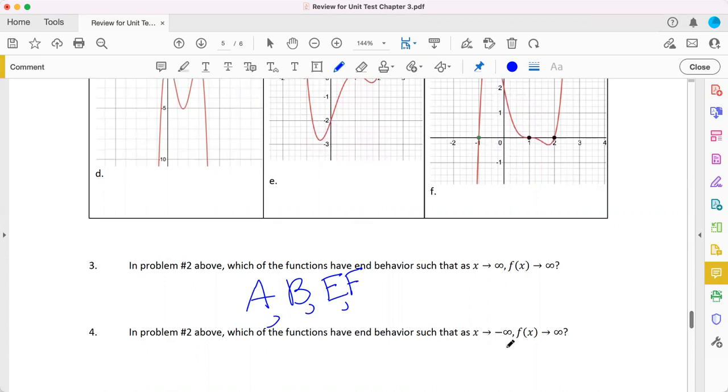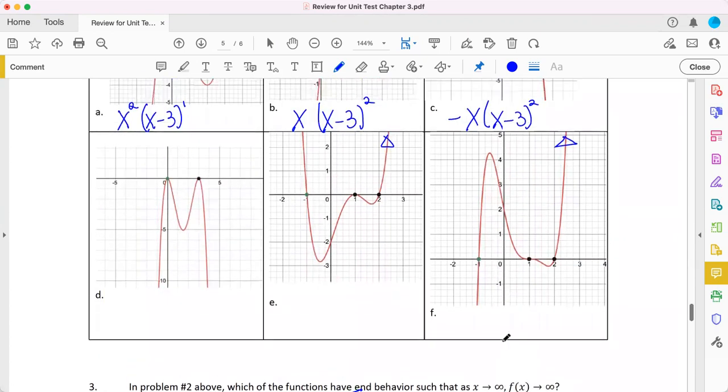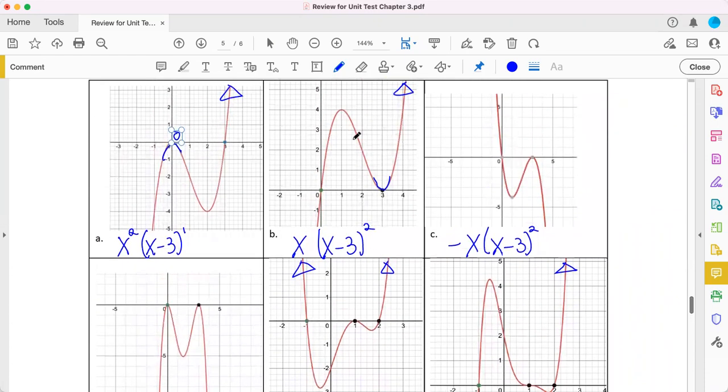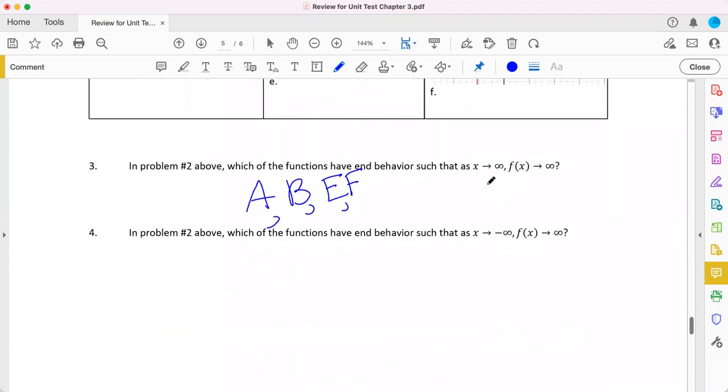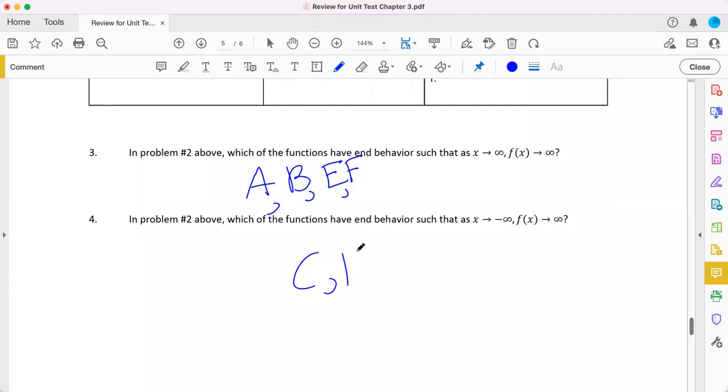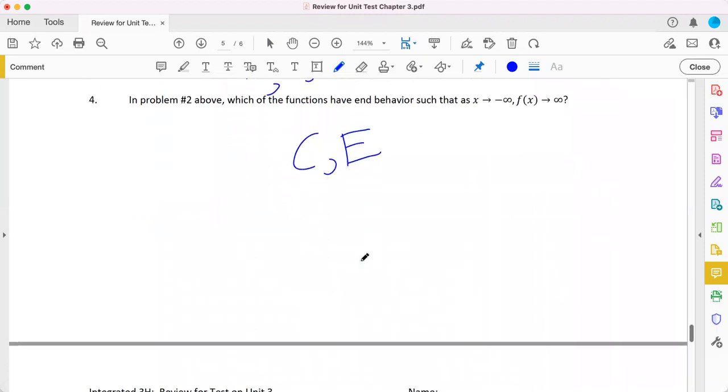And those that go towards infinity when x is approaching negative infinity. That's this one and this one. So C and E. If you don't trust me, look at them again.